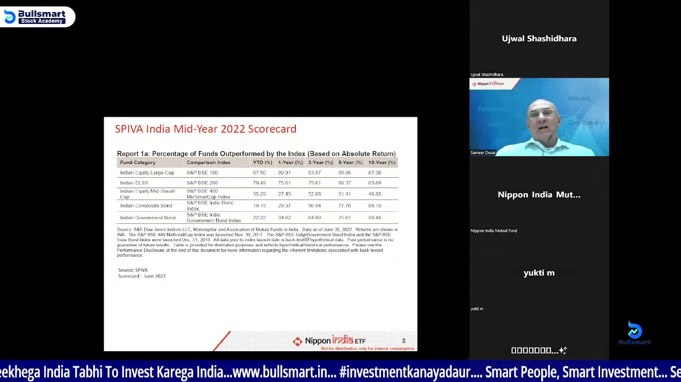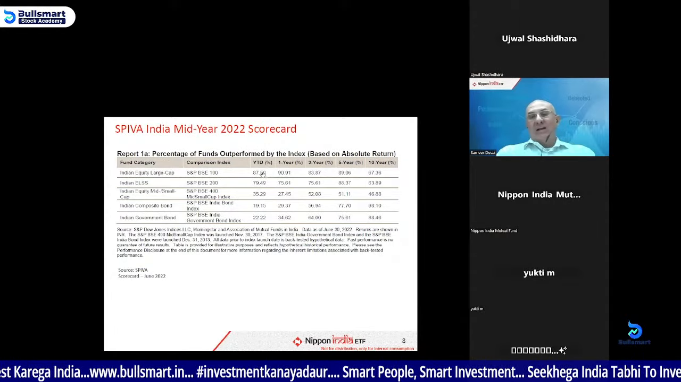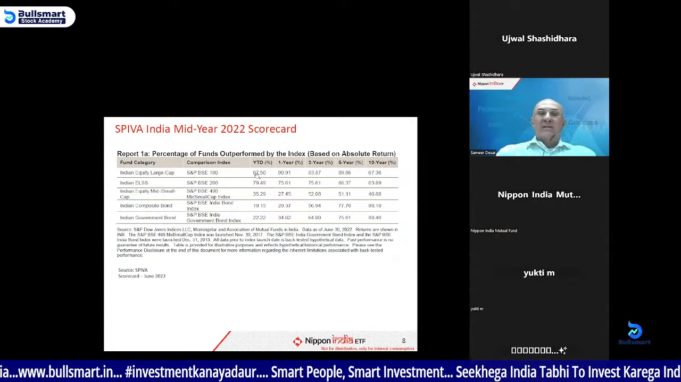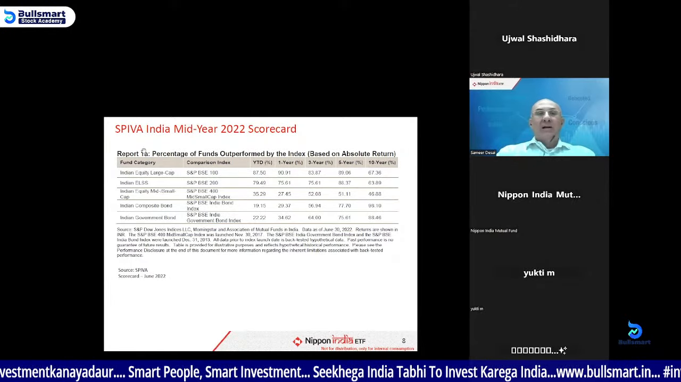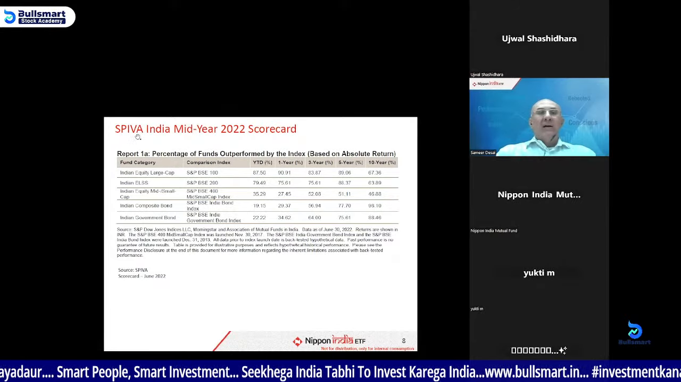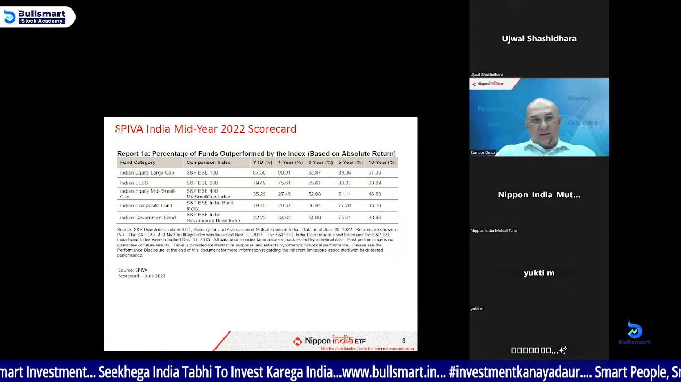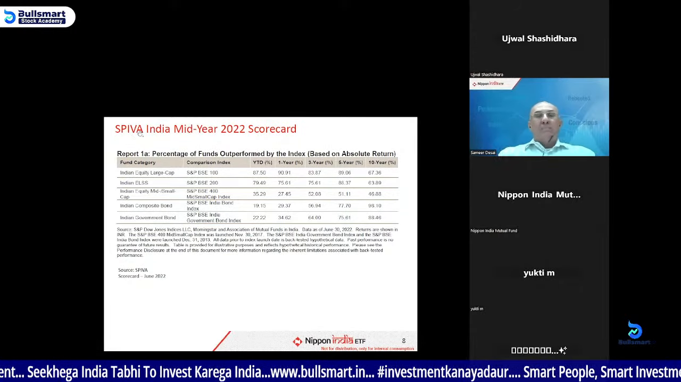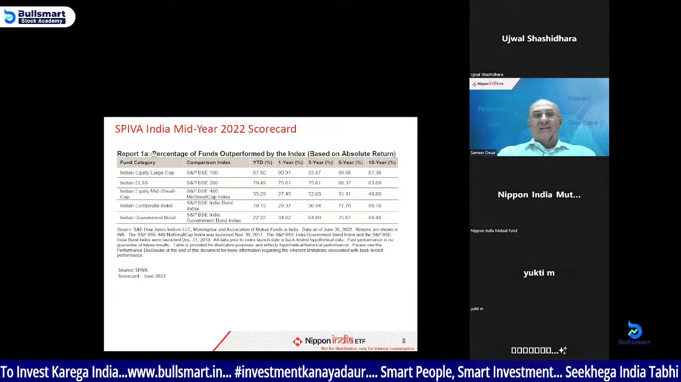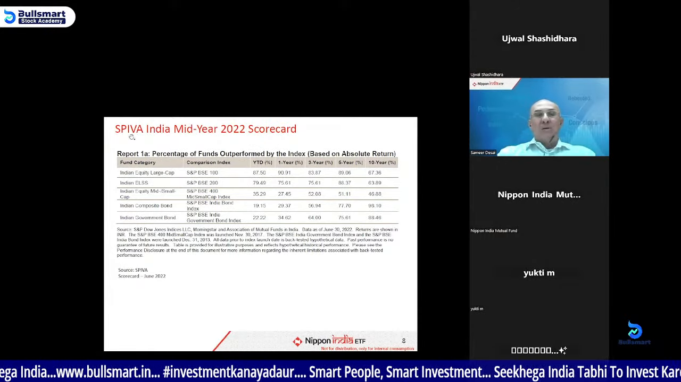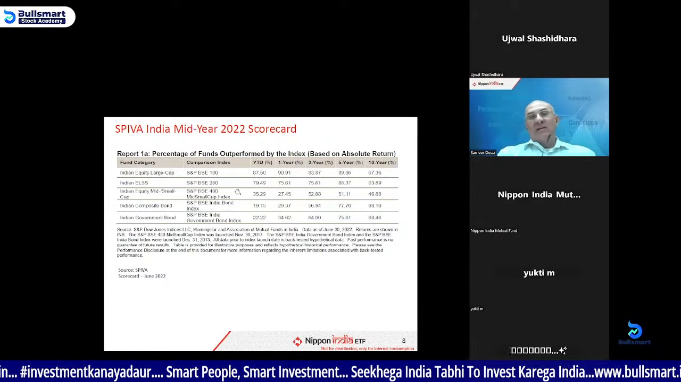With this, let me go to the Indian data. Whatever I've said about the index, that fund managers cannot consistently keep outperforming the index, is actually seen in the Indian data. This is the Standard and Poor's Index versus Active scorecard, the traditional measurement for active versus index globally. This data is prepared by S&P, also for India, and it is released every 6 months.